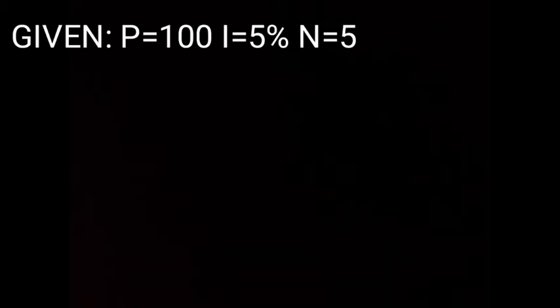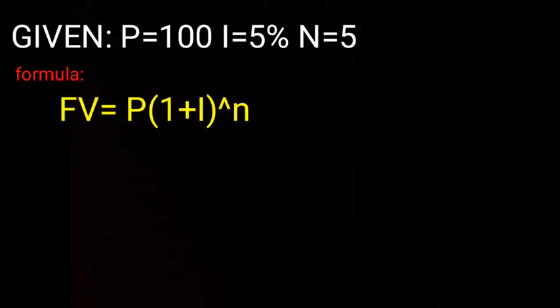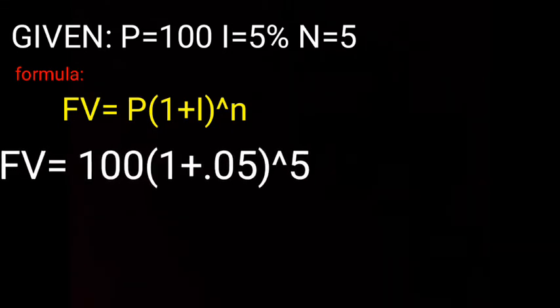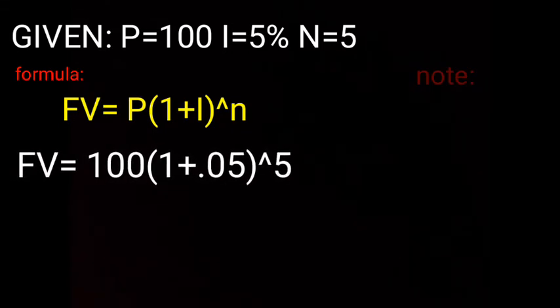First, you need to write the formula. Future value is equal to the principal amount times 1 plus the interest rate raised to the number of periods. Let's continue by substituting the given values into the formula. Note, we will convert the interest rate into a decimal.